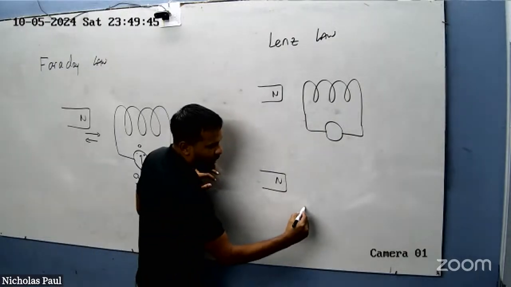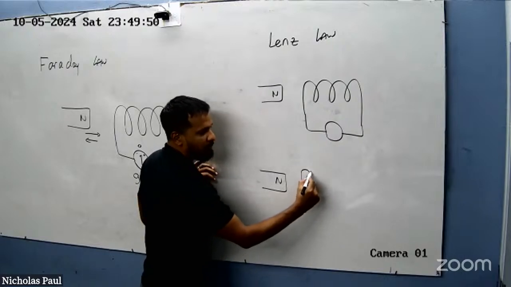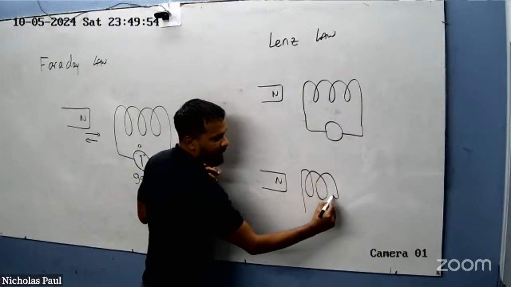Watch this here. So it's going up like this, and then it's curling like that. You see that? So it's coming out here, going in here, and so on, right?